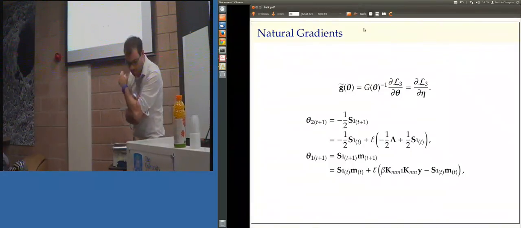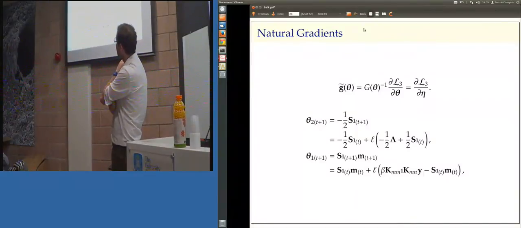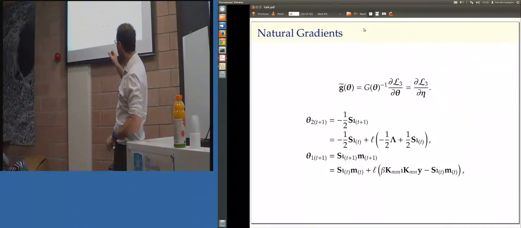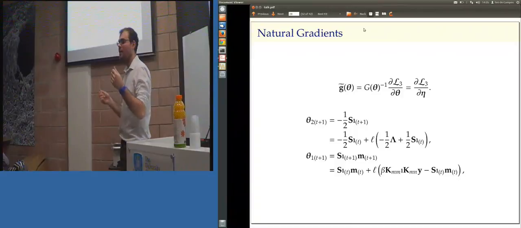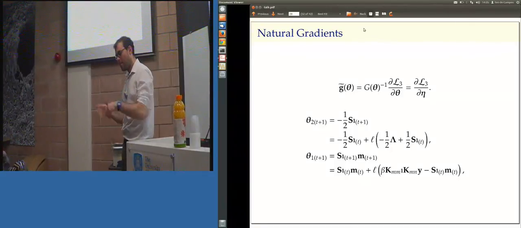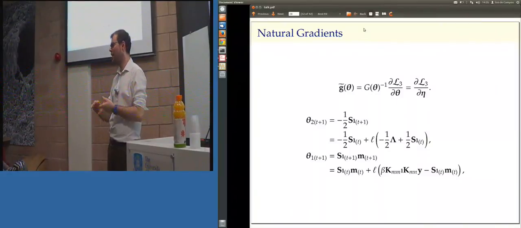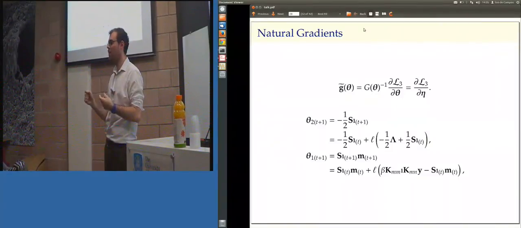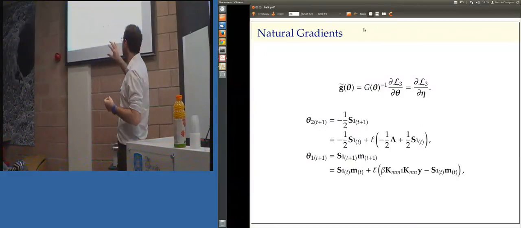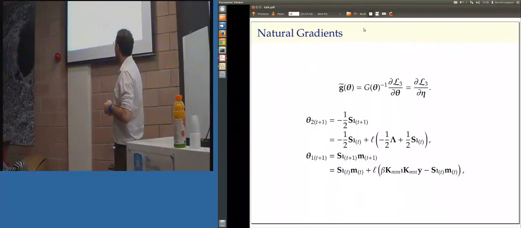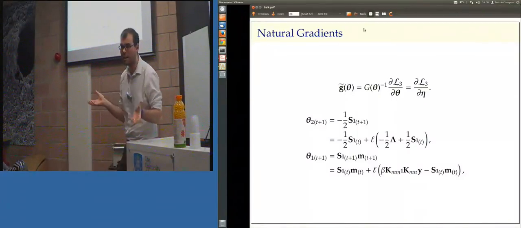Okay, so now what we're going to do is take our objective, which I've called L3, and try to maximize it with respect to the parameters of Q, which are either theta or eta, depending on whether we're using, for Gaussian, the mean and the covariance, or exactly what I said earlier, the precision times the mean and minus a half times the precision. So one of them is the canonical parameter and one is the expectation parameter, for example. And that's cool because we can get away without inverting G of theta.